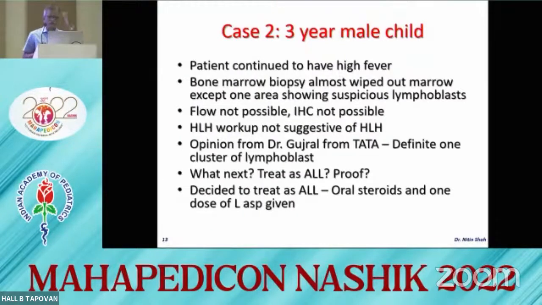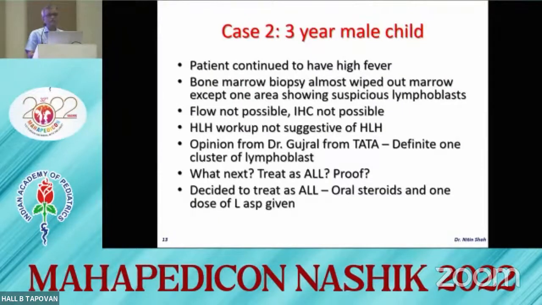So he saw the biopsy. He said, I am sure that cluster is lymphoblast. I mean, he said, from my experience, I tell you it's lymphoblast. I can't do IHC because it's a small cluster. So now what do you do? What is the proof for the diagnosis of leukemia? What do you treat with?